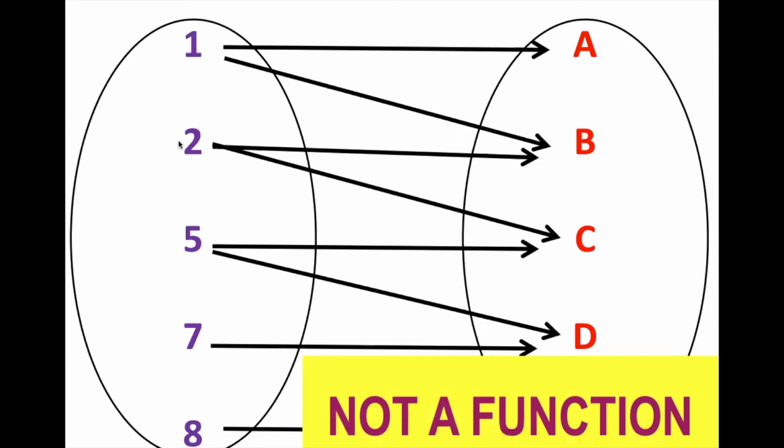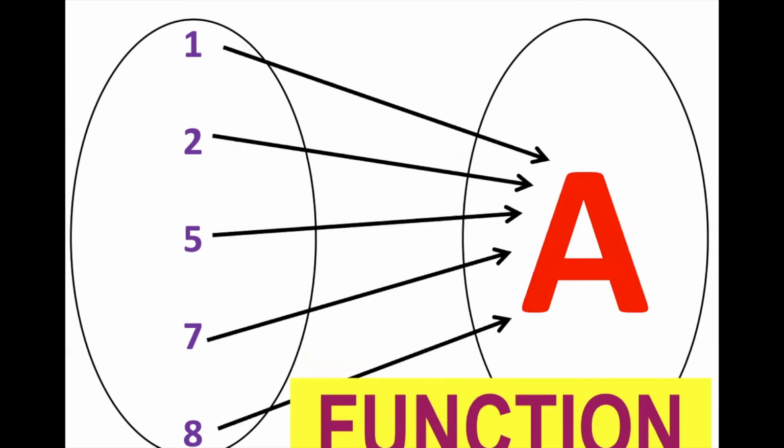It's not a function because you have elements in your domain such as 1, 2, and 5, which are paired with elements in your range. So you have one element in your domain paired to two different y's. So those are 1, 2, and 5. This one is a function.